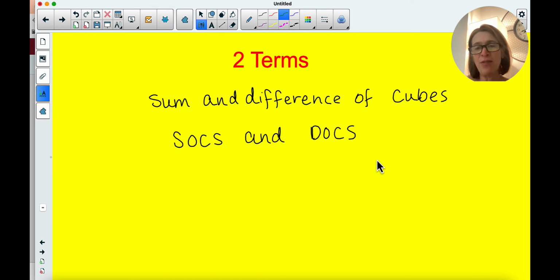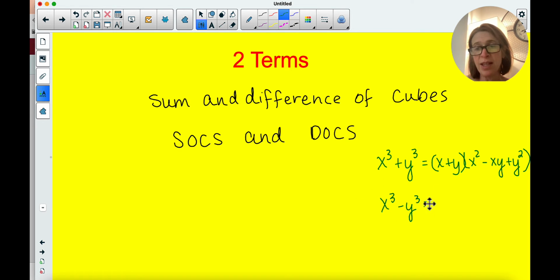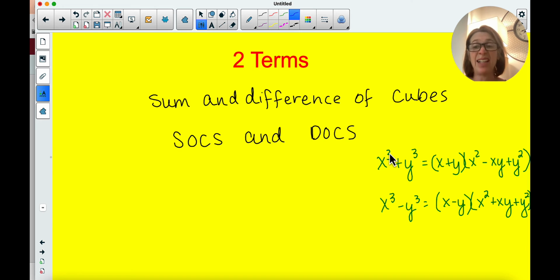So, for example, if you were given x cubed plus y cubed, that would factor into x plus y, times x squared minus xy plus y squared. And if you were given x cubed minus y cubed, that would factor to x minus y, times x squared plus xy plus y squared. The one thing that can kind of get confusing for kids is the signs.